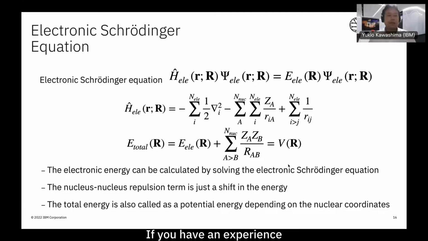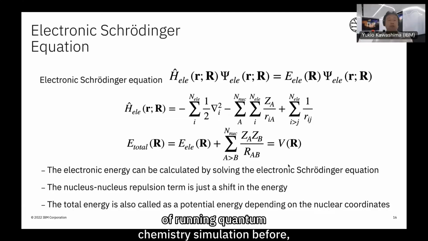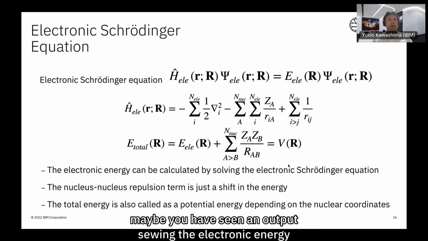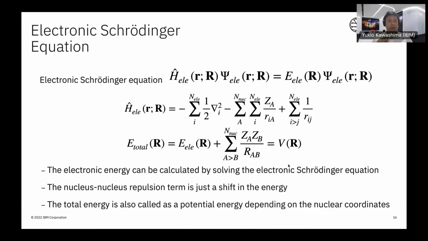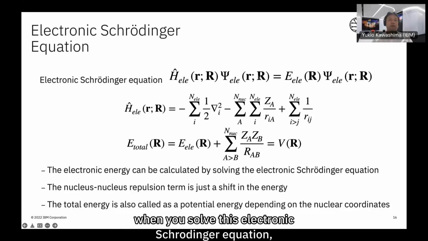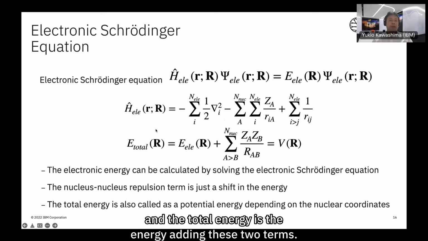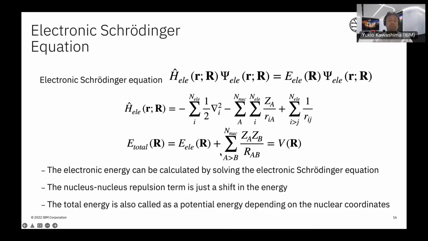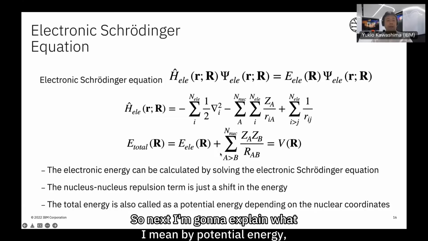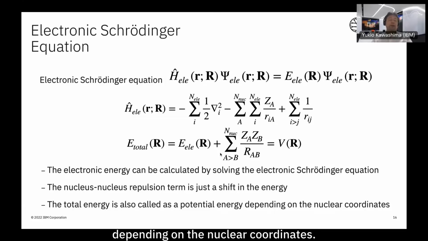If you have any experience of running quantum chemistry simulations before, maybe you have seen an output showing the electronic energy and the total energy. The electronic energy is the energy you get when you solve this electronic Schrodinger equation, and the total energy is the energy adding these 2 terms. Next, I'm going to explain what I mean by potential energy depending on the nuclear coordinates.